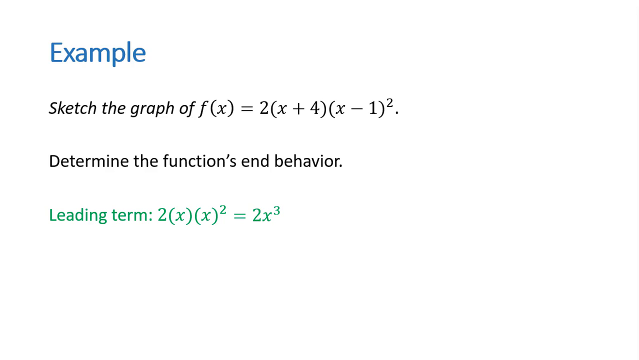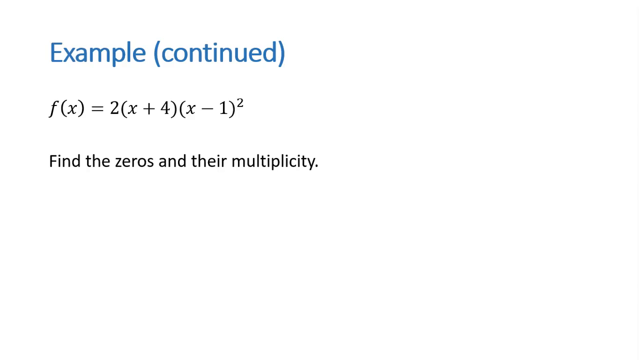So we have an odd degree and a positive leading coefficient. So that means in terms of our end behavior, we're going to be falling to the left, in other words, pointing down to the left, and rising right, or pointing up towards the right. Now let's find our zeros. So remember, to find our zeros, we're solving the equation f of x is equal to 0. So we're taking our rule for our function and setting it equal to 0 to solve for x.